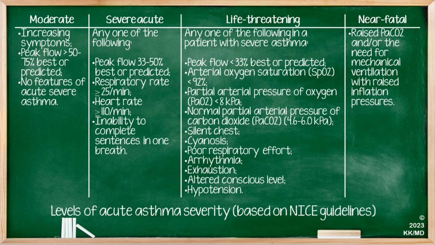For life-threatening asthma, if you have any of the following features, you will automatically be categorized as life-threatening asthma. These include a peak flow of less than 33% of your best or predicted best, an arterial oxygen saturation of less than 92%, partial arterial pressure of oxygen of less than 8, a normal partial arterial pressure of carbon dioxide or a PCO2 of between 4.6 and 6, a silent chest, cyanosis, poor respiratory effort, any type of arrhythmia, exhaustion, hypotension, or altered level of consciousness.